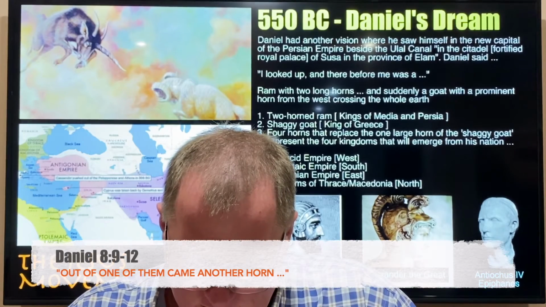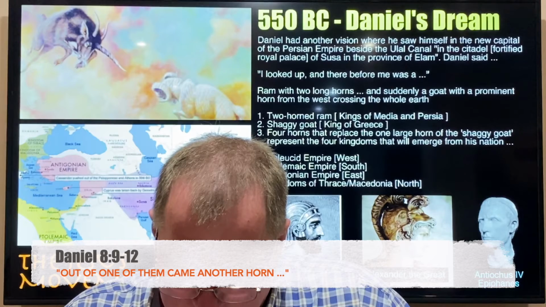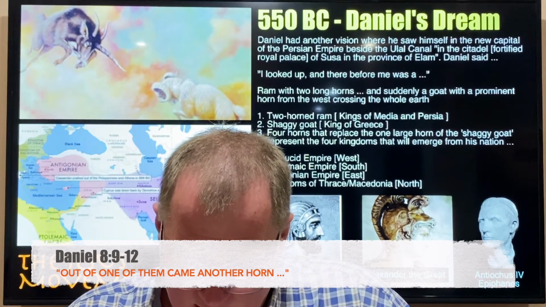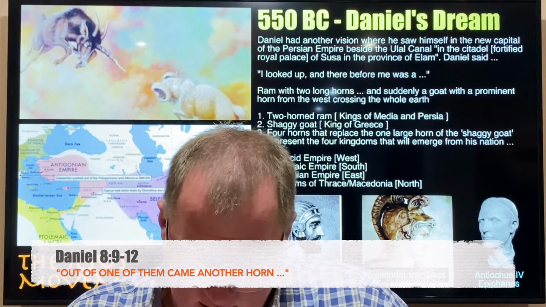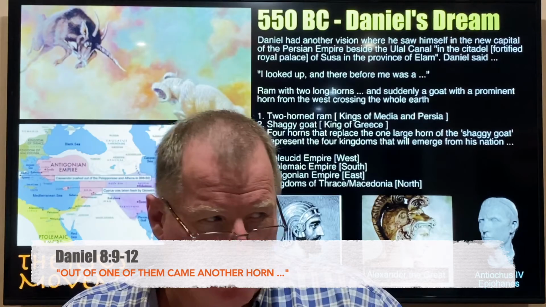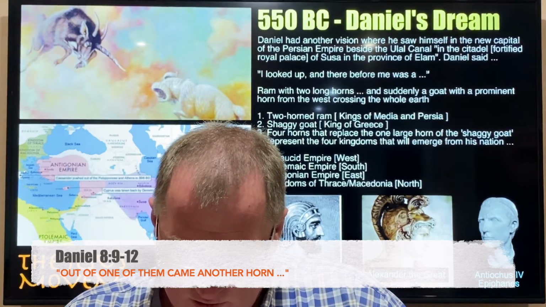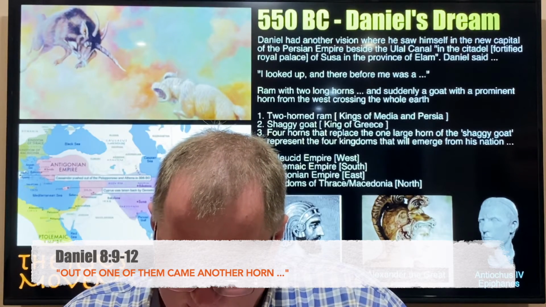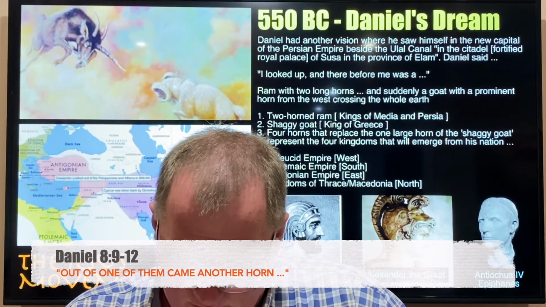So we're going to read from verses 9 to 12 of Daniel chapter 8. Out of one of them came another horn, which started small but grew in power to the south and to the east and toward the beautiful land. Where's the beautiful land? Jerusalem. Okay. It grew until it reached the host of the heavens, and it threw some of the starry host down to the earth and trampled on them. It set itself up to be as great as the prince of the host.